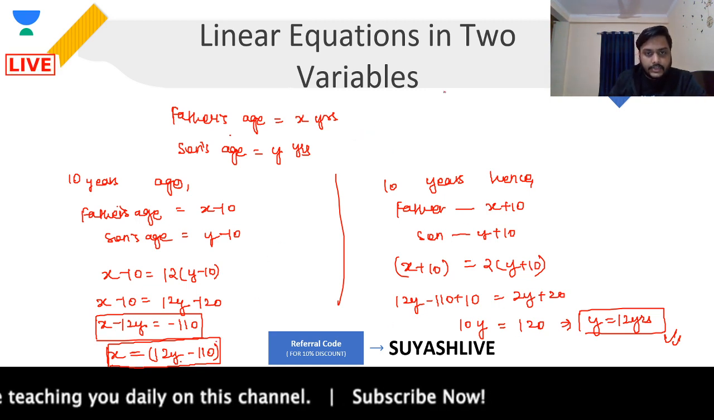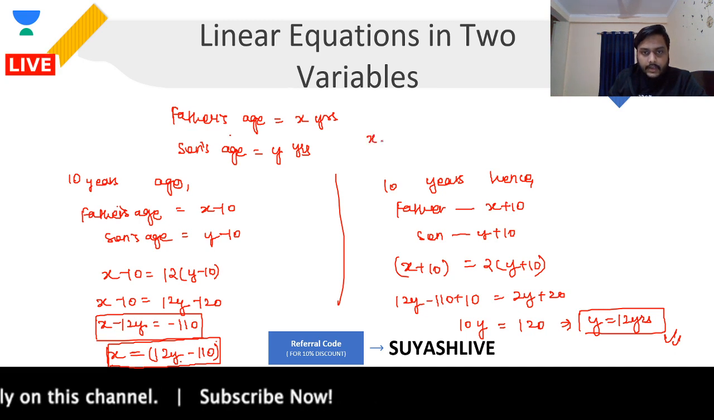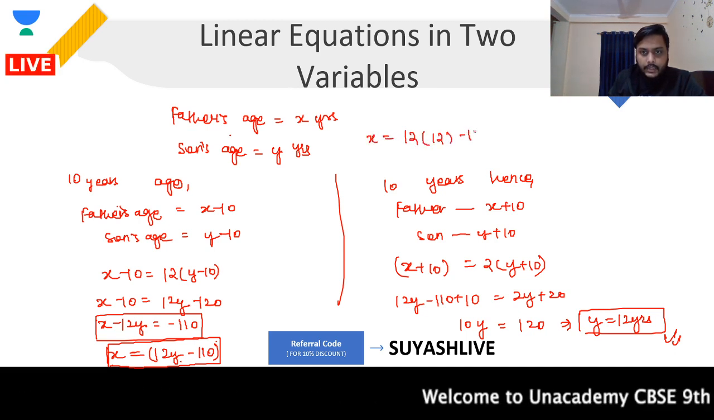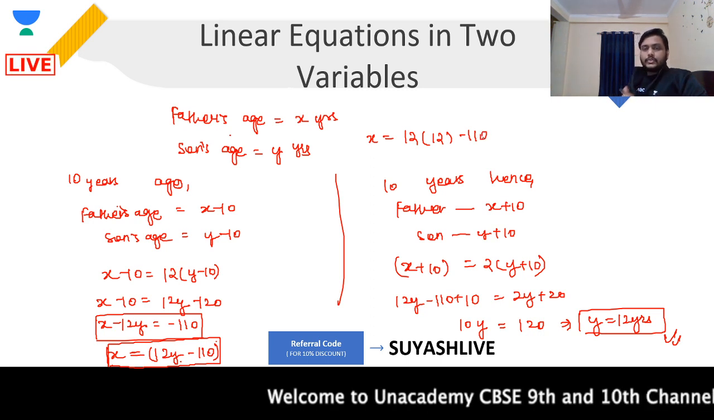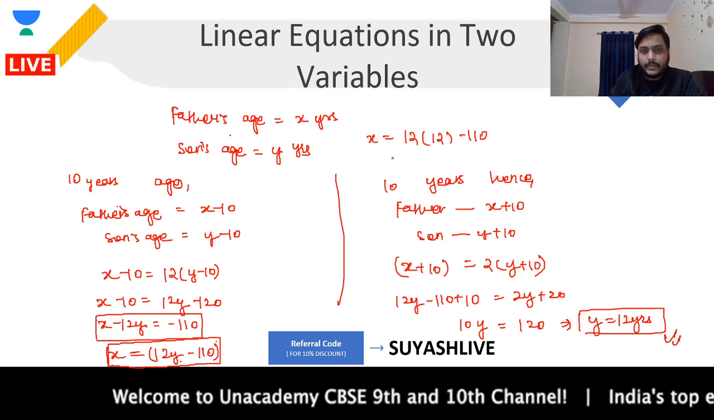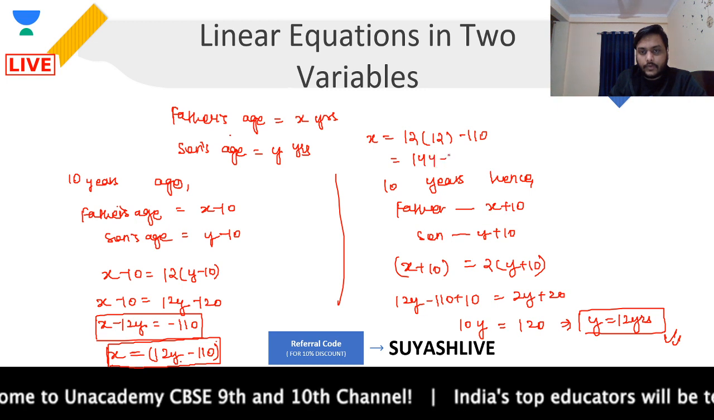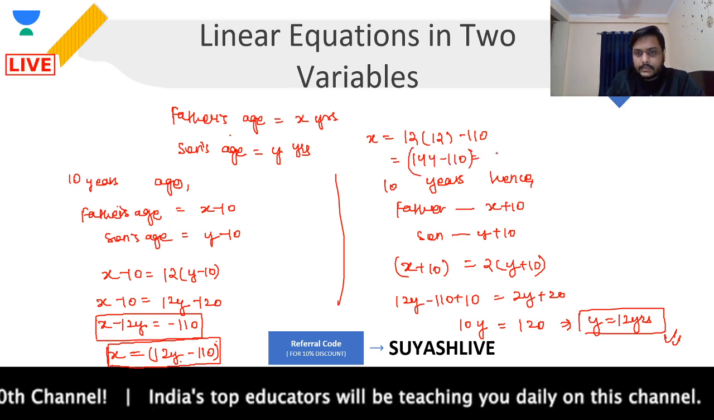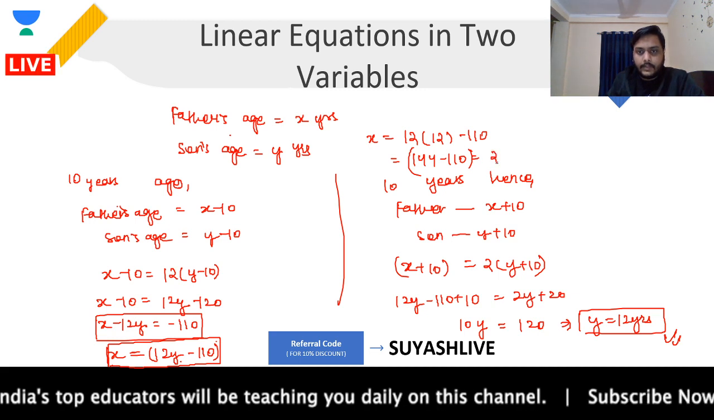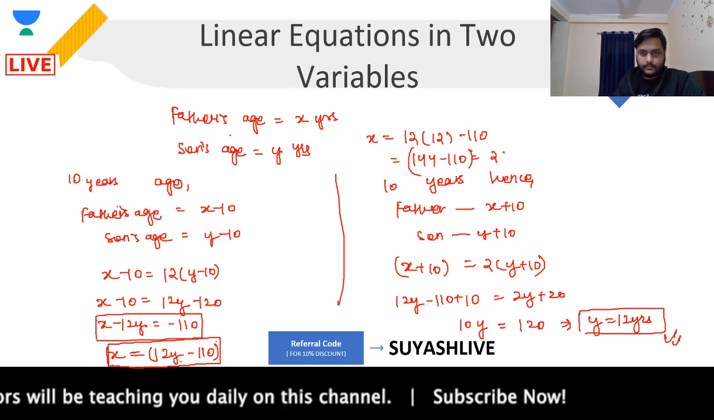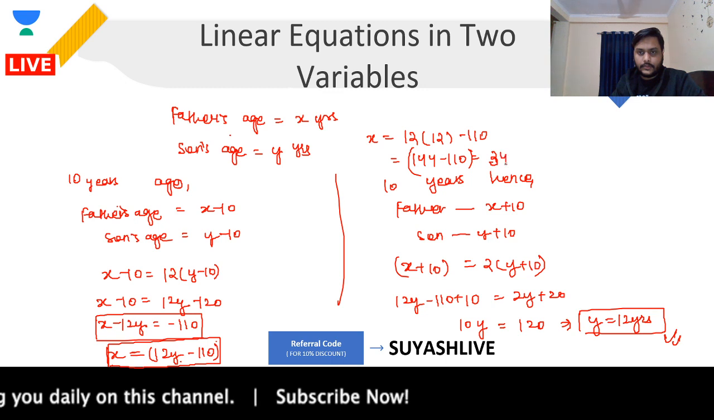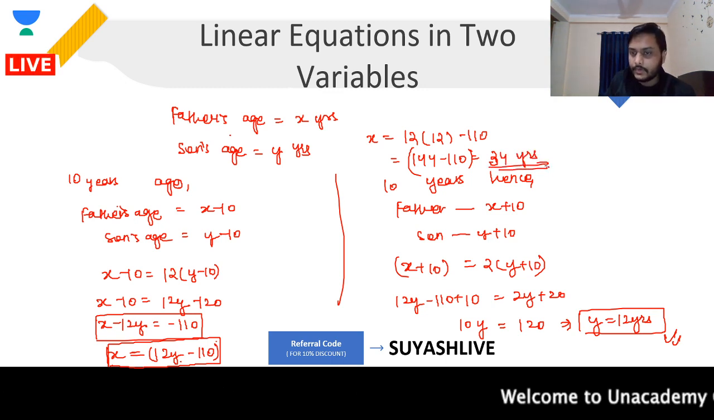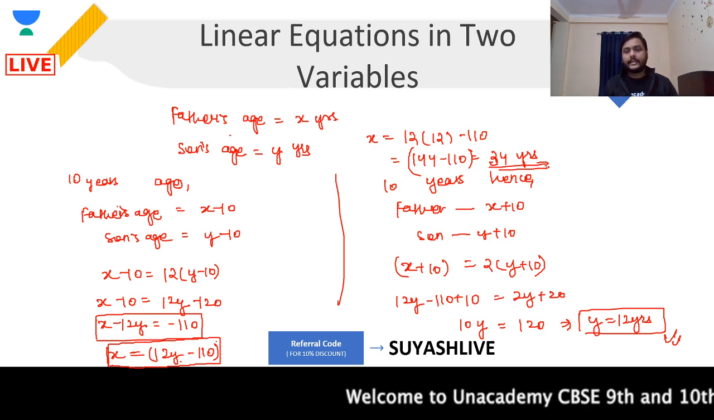X के लिए I have a relation over here, so I will simply write that x is equal to 12 times of 12 minus 110. 12 into 12 is 144, so you will be having what? You will be having 144 minus 110. That is nothing but what? That is nothing but your 34. Okay, so you got the age of father to be 34 years. So these are the results that you have: 12 years and 34 years.